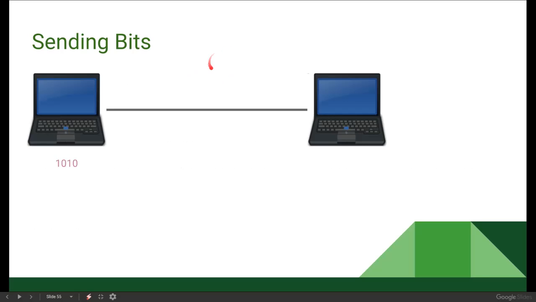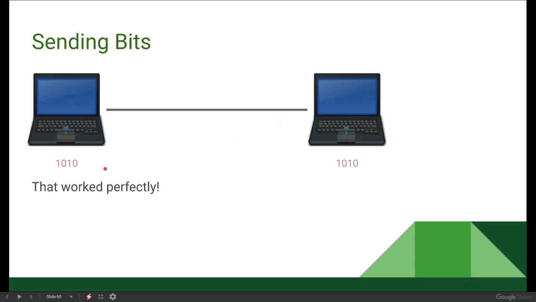Cool, all right. So let's look at how we might actually send some bits from one computer to another. If I'm sending the signal 1010, we're going to send a high signal, a low signal, a high signal, a low signal. And there we go. We have sent that message from one computer to the other, and we have received the exact same message that we were trying to send.